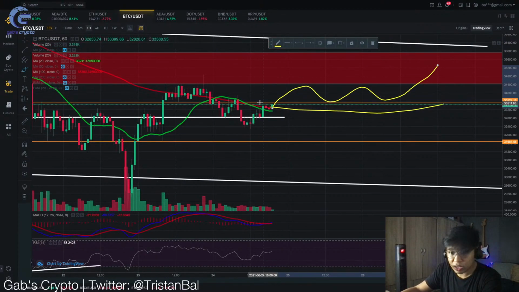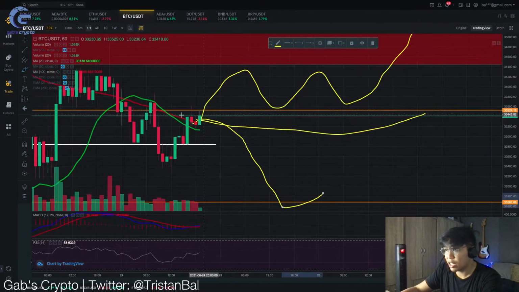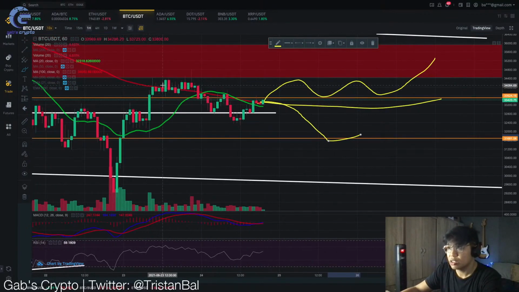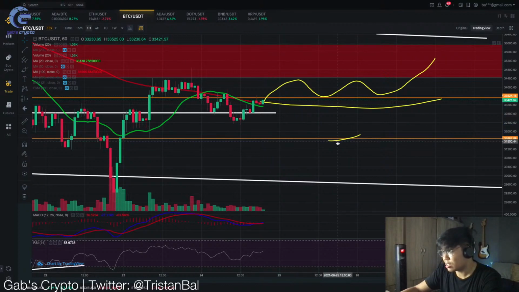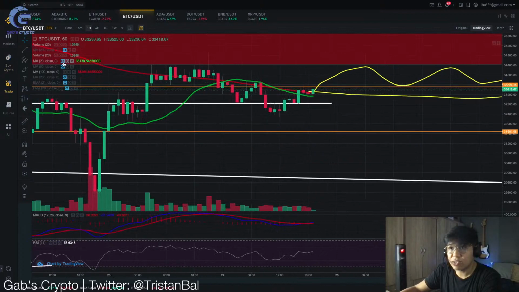Ano ba yung worst case scenario niya? Worst case scenario is if ma-reject tayo sa moving average. So if ma-reject siya, the price movement would be somewhat like this. We could go back to the 31.6k level. So if we see that rejection, only then we could see a dump to the downside. Pero sa ngayon, we are actually trying to test the 100 moving average. So yun yung kailangan yung malaman ngayon, guys. Ayan oh. Kung titingnan natin siya closely, 100 moving average, the red line is actually being tested.